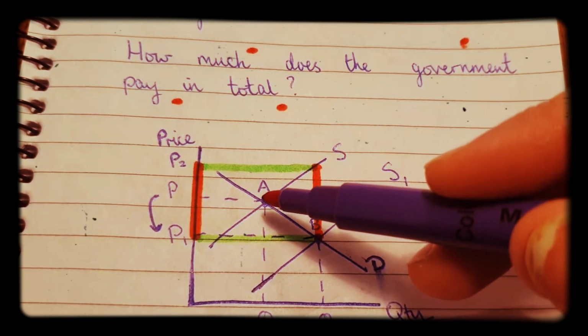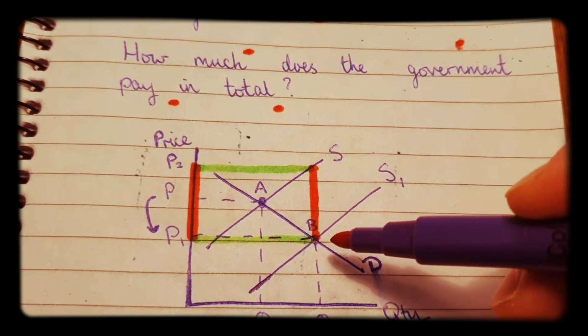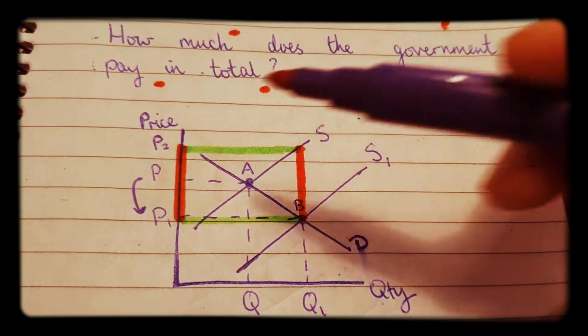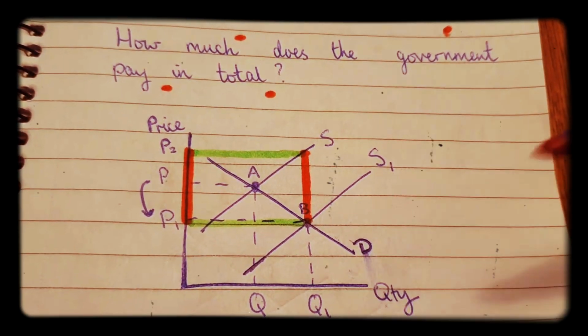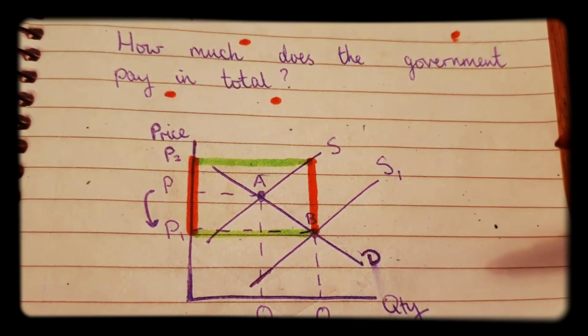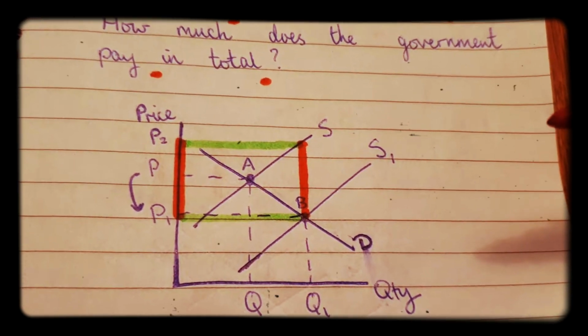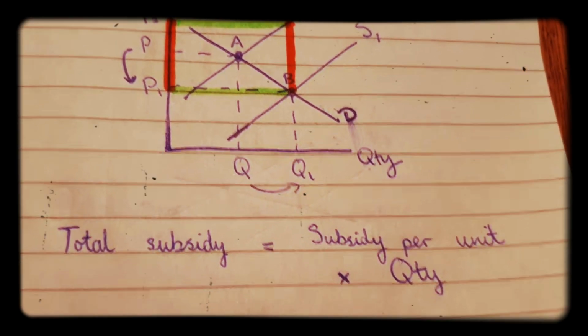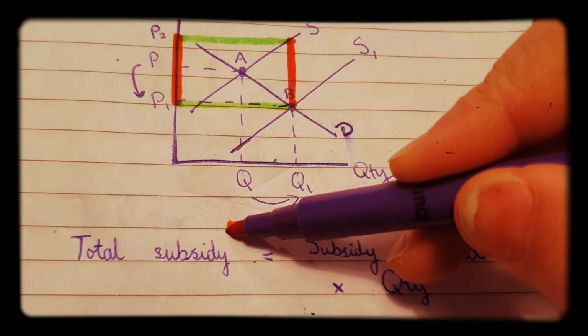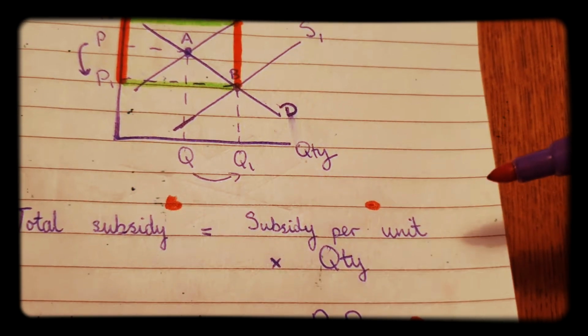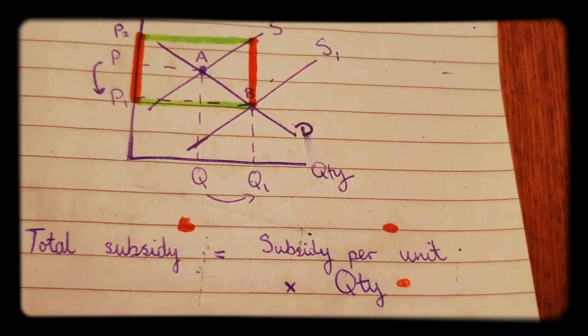Our initial position is A and the new equilibrium position is B. That decreases the price and increases the quantity. So how can we actually work out what the total subsidy is? Well, we can use this little formula here. The total subsidy is the subsidy per unit times the quantity.